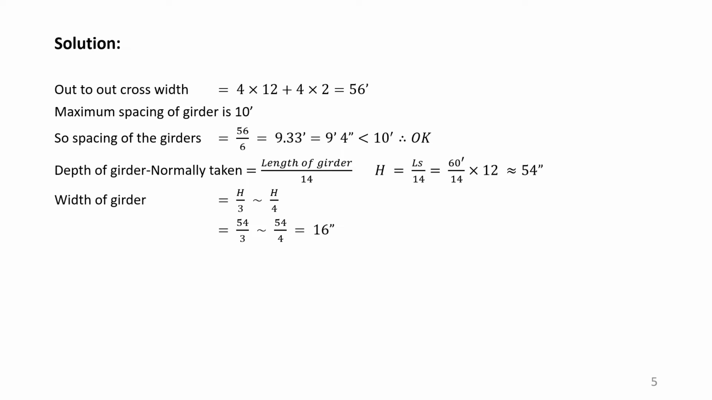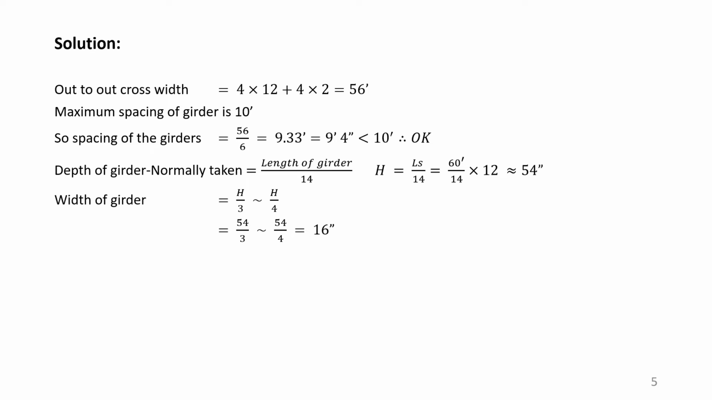Here I have chosen just 6 girders, 56 divided by 6. As there are cantilevers on both sides, that is why I have divided it by 6. If there were no cantilevers, then we would have to divide it by 5, because the half cantilever on the right side and half cantilever on the left side make another span. That is why I have divided it by 6. If you see the figure, you will understand better why there are 6 spaces here.